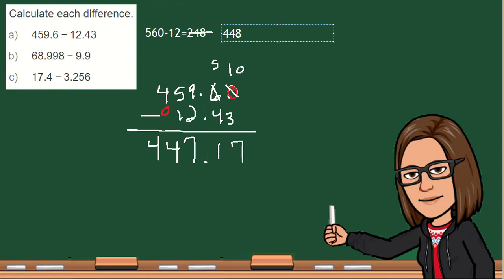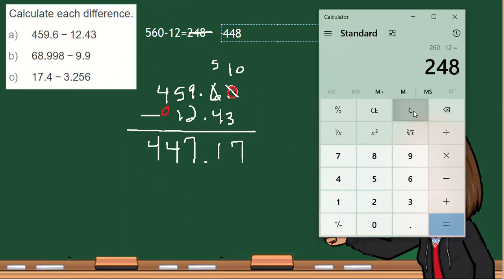And again, a good way to do it is you can check the answer in your calculator. So you can go 459.6 minus 12.43. The goal here is to actually be able to use the calculator correctly, because a lot of times you'll get the wrong answer and you'll think it's right, and the estimation helps you to think if it's correct or not. So that is adding and subtracting decimals.